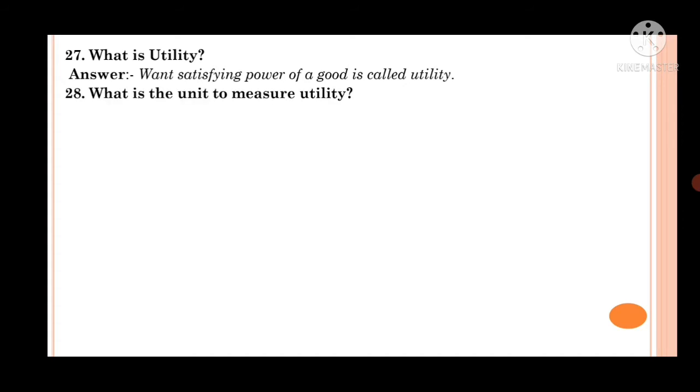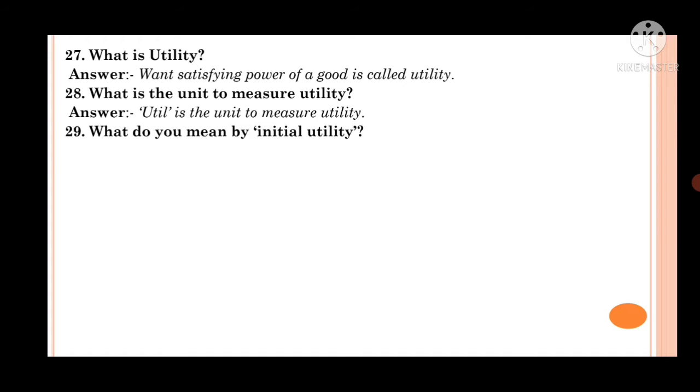Question number 27, what is utility? And the answer is, the satisfying power of a good is called utility. What is utility? Utility means the satisfying power of a good for which we are in need of a good, right? Then question number 28, what is the unit to measure utility? Answer is, util is the unit to measure utility.